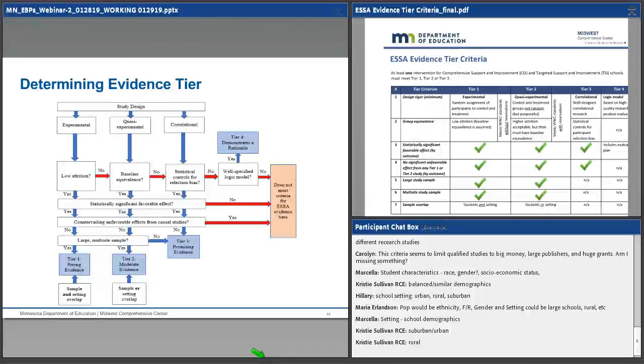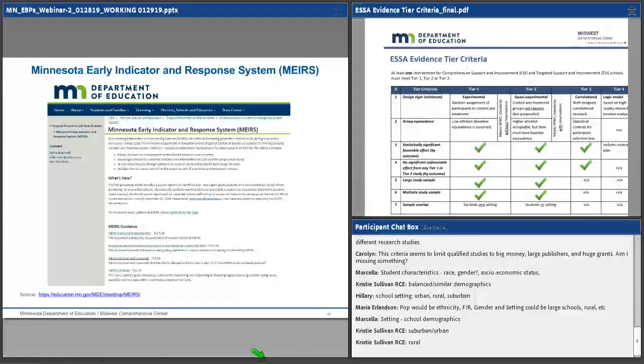All right, so now that we have gone through all of the criteria, we're going to get into the online resources in a second, but I want to cue Greg Keith and/or his team to please address one issue that we left off talking at the end of the previous webinar, which has to do with the Minnesota Early Indicator and Response System, or MERS. There's some questions around how it aligns with the evidence tiers. And so Greg is going to discuss that real quick with you guys.